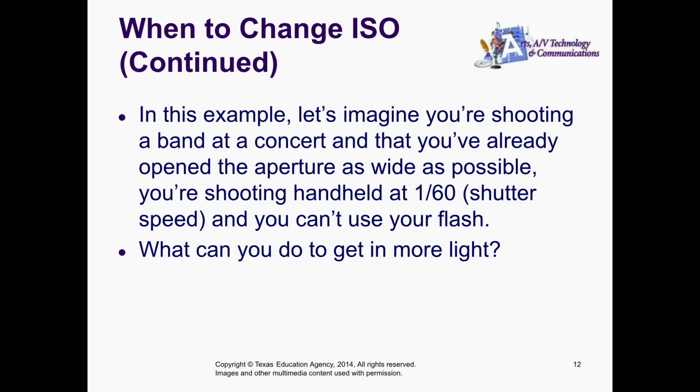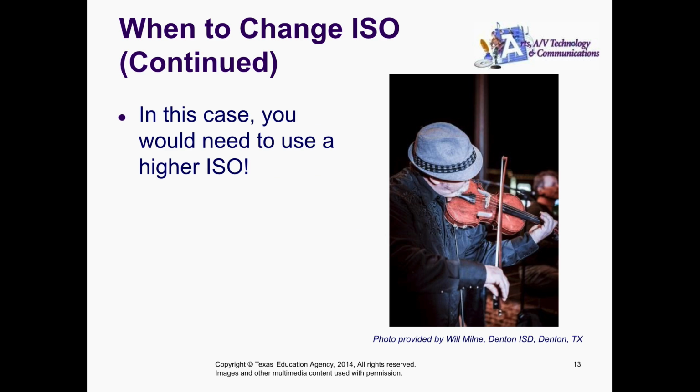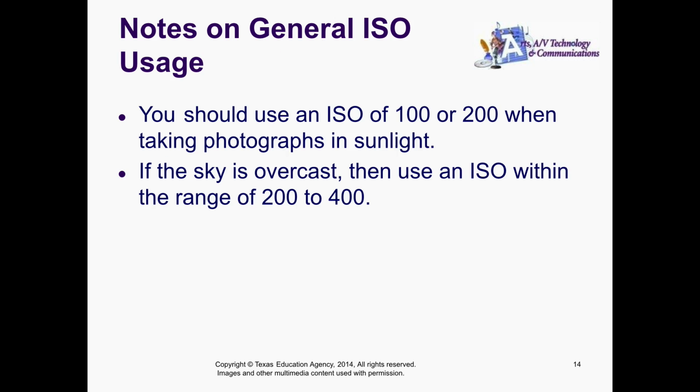So, in this example, let's imagine you're shooting a band at a concert. You've already opened up your aperture as wide as possible. Your aperture is at the lowest you can do on your camera. It won't go any lower. There's no way to go lower. And you're handheld, so you can't go below 1/60th, right? Because if it's 1/50th, what happens to the camera? It can be blurry. So if you can't do that, and if you don't have a flash, then you change your ISO. So in this case, you would need to use a higher ISO.